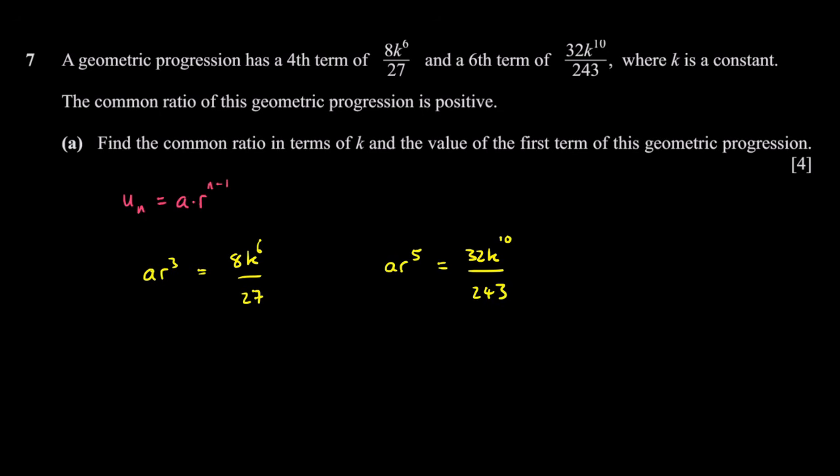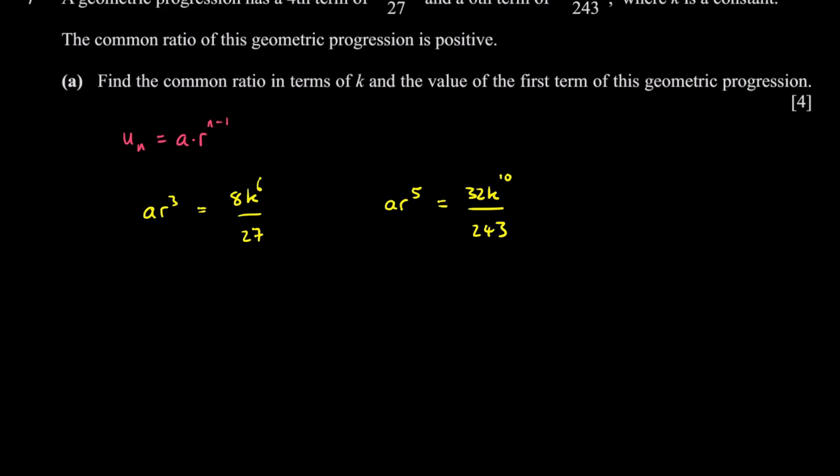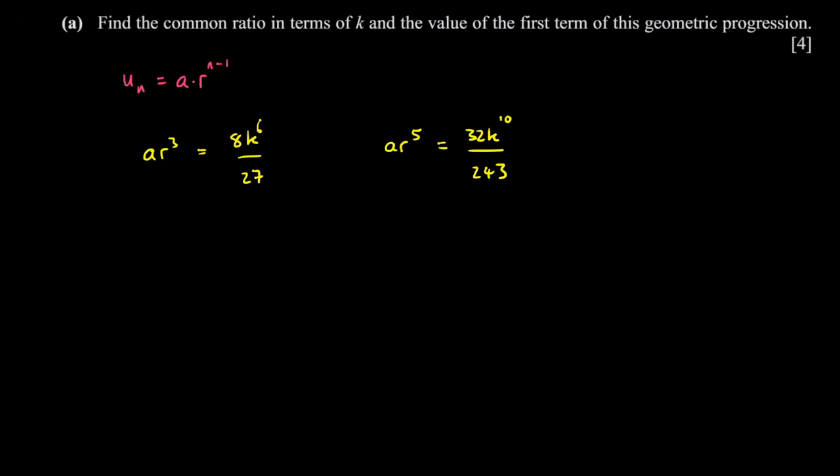Well, the easiest thing to do is to divide this thing by that thing, because it means we can cancel off the a's. However, before we do that, I think it's important that we recognize that 8 and 27 can be simplified, and we'll simplify them as powers of 2 and 3. And the same thing with 32 and 243 here. So 8 is 2 to the power 3, and 27 is 3 to the power 3.